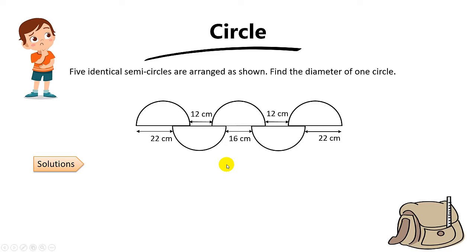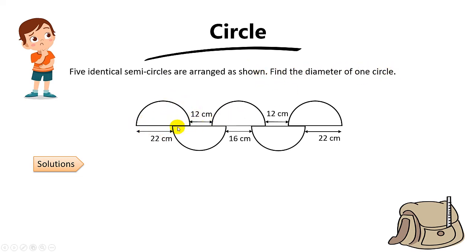Hi there, welcome back. Let's go through another challenging question from the 2019 PSLE Math paper. This question involves 5 identical semicircles arranged as shown. We want to find the diameter of one circle.